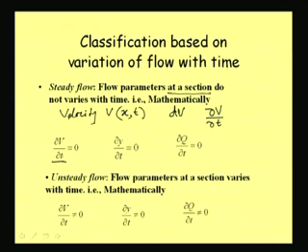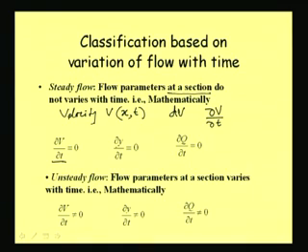vary. Similarly, del Y del T is equal to 0 means the depth is not varying with time. But it can vary with space, and it is not varying with discharge. So, this is what we call a steady flow. And then what is unsteady flow? Unsteady flow is when the flow parameters at a section vary with time.